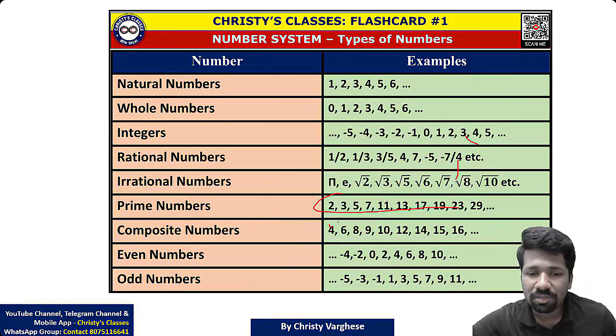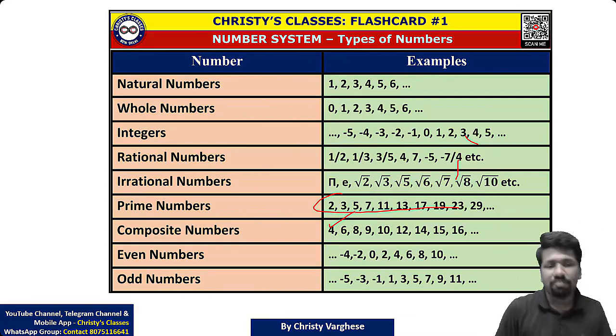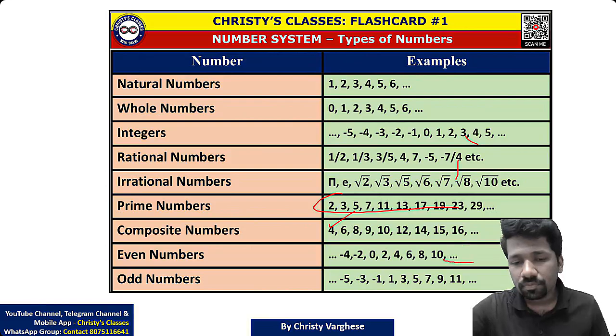So composite numbers start from 4, because 4 has 3 factors. 1 into 4 is 4, 2 into 2 is 4. So 1, 2, 4 are factors. Besides 1 and 4 there is 1 more extra factor, therefore 4 is a composite number. Clear? Now integers can be divided into even and odd.